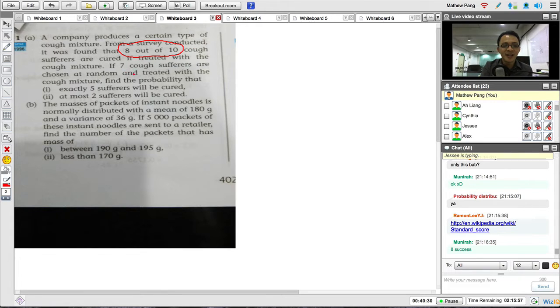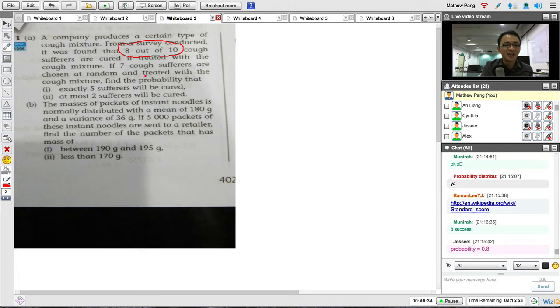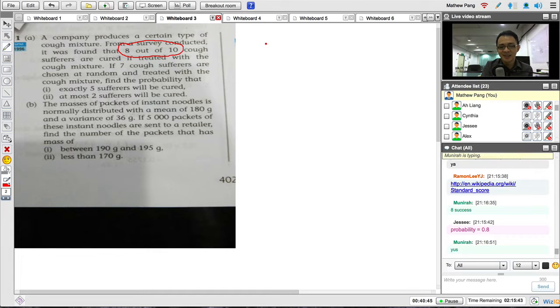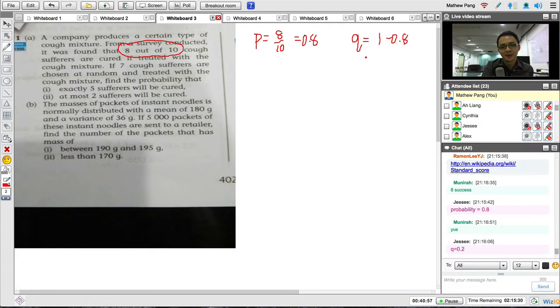Alright, 7 cough sufferers, meaning the patients here are children, are at random treated with the cough mixture. Find the probability that exactly 5 sufferers will be cured. So over here, I think Jesse got the first idea. First, we know P equals 8 out of 10, or you can call it 0.8. Q plus P always equals 1, right? So Q equals 1 minus 0.8. So Q is 0.2.